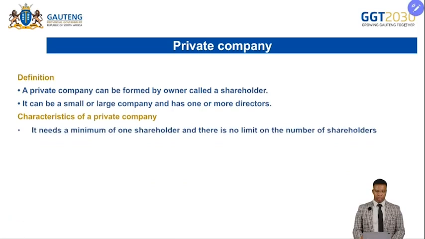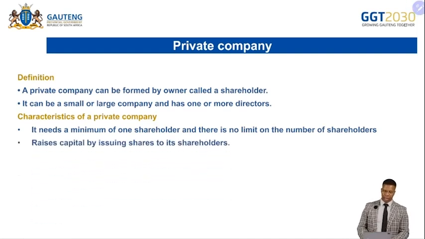Then, characteristics of a private company: it needs a minimum of one shareholder and there is no limit on the number of shareholders. And then it raises capital by issuing shares to its shareholders. So remember, when we are saying we have a private company, I started by saying these are profit companies. The first one is private, meaning it's privately owned. And then those shares will be issued privately to individuals or people with more money to come and invest in that particular company.